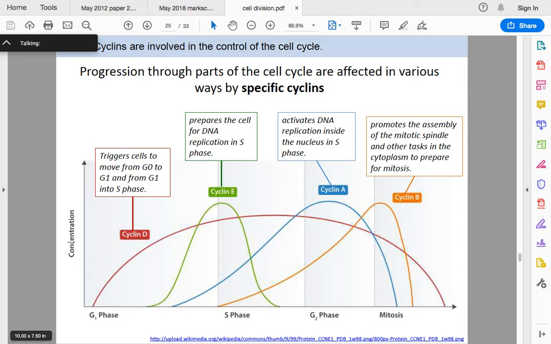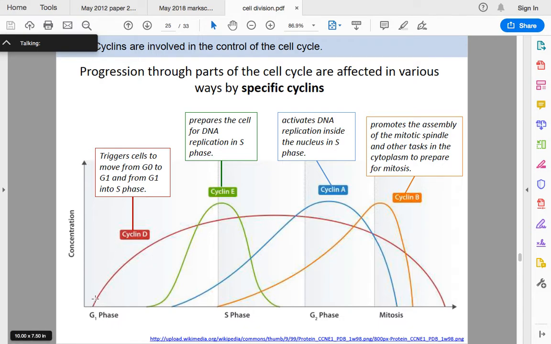And in this graph we have the concentration of the cyclin and the phases of cell replication. Okay, first we have G1 phase, S phase, and G2 phase. Those phases are part of interphase, the preparation of the cell to carry out mitosis. And then we have mitosis. Okay, mitosis. What is happening in those phases?